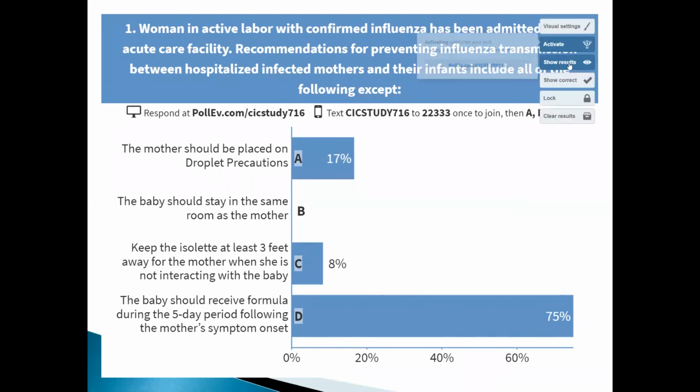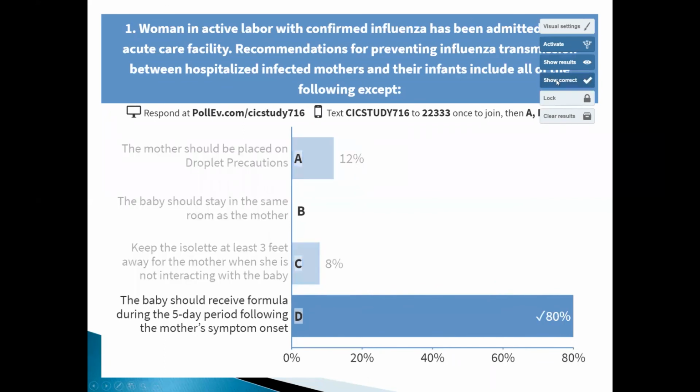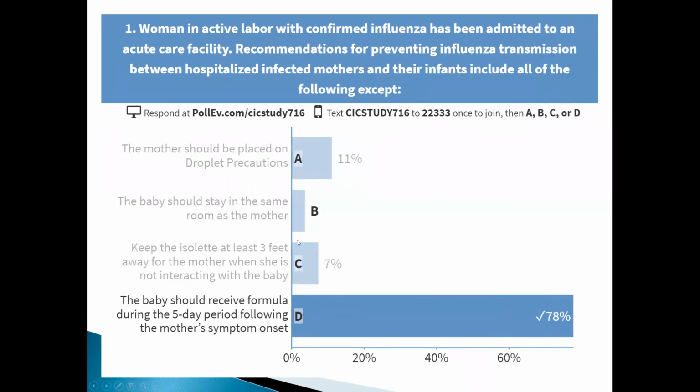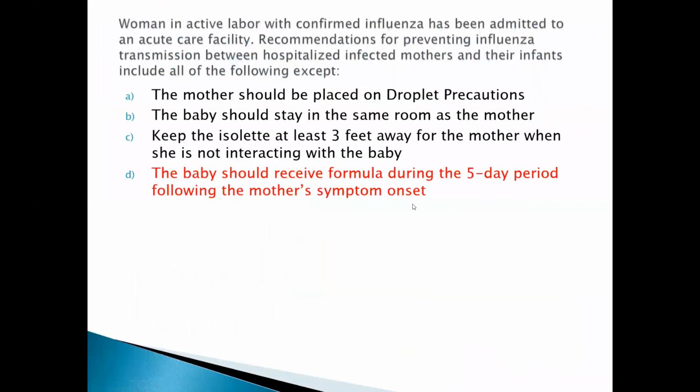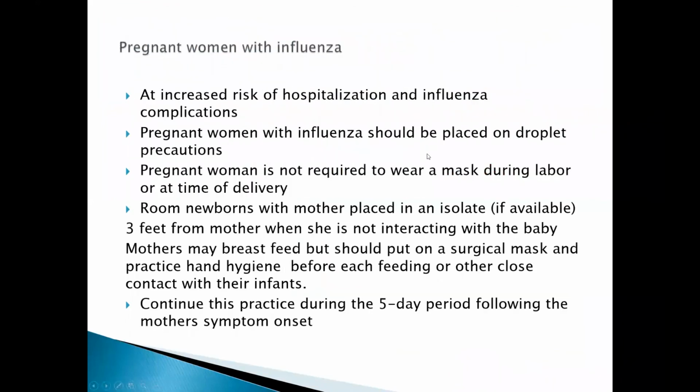All right, so for this one, between the chat and Poll Everywhere, we're getting responses for everything, all of the above, A, B, C, and D. And the correct response in this question is D. The baby should receive formula during the 5-day period following the mother's symptom onset. So when thinking about pregnant women with influenza, they are at increased risk of hospitalization and influenza complications. Pregnant women with influenza should be placed on droplet precautions. The pregnant woman is not required to wear a mask during labor or at the time of delivery.